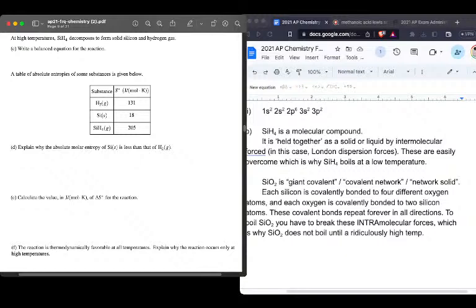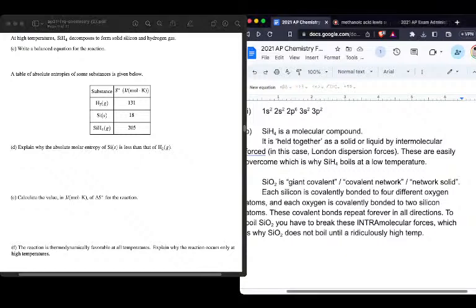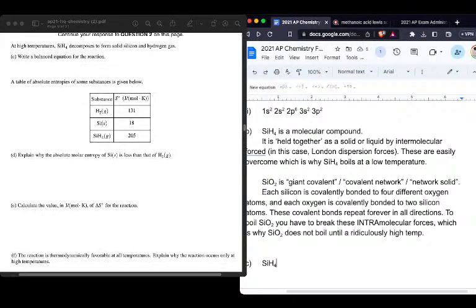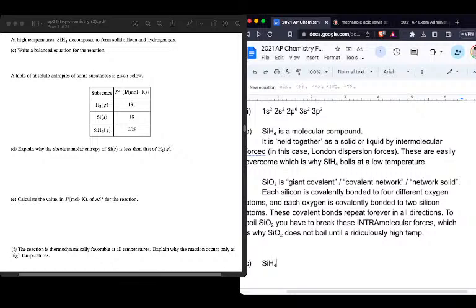At high temperatures, SiH4 decomposes to form solid silicon and hydrogen gas. Write a balanced chemical equation. Well, all right, I will. SiH4, which they've basically told us is a gas, especially if it says at high temperature. They said it boiled at 161. It decomposes to give solid silicon and hydrogen.